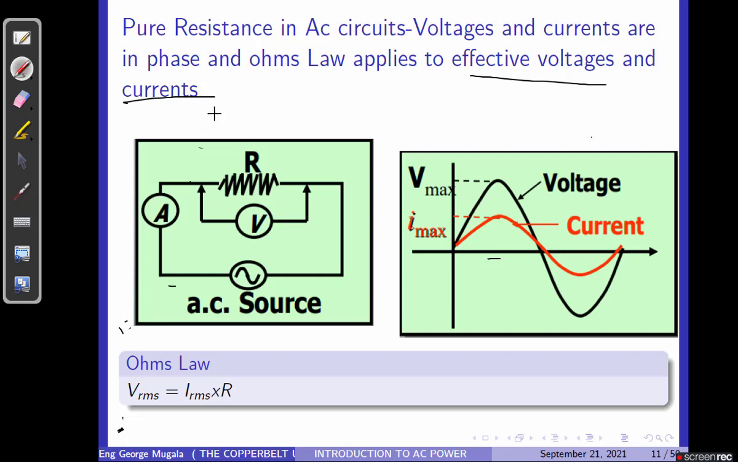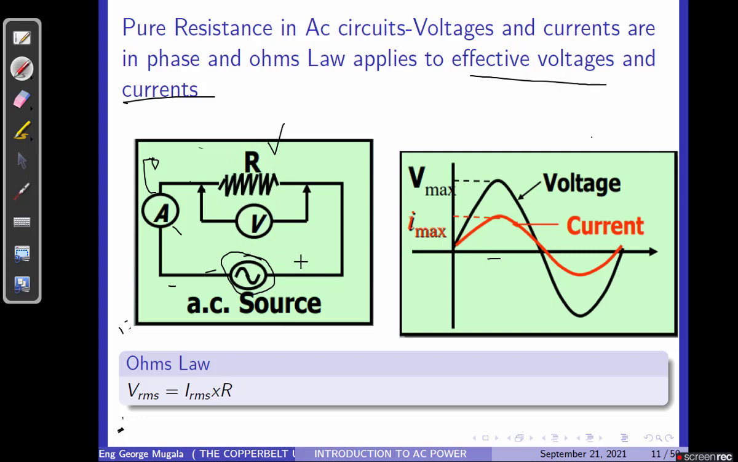Now, guys, I want to show you something here. What we are really saying is that I can have a circuit that involves a resistor, right? Now, my source is no longer DC, my source is AC. I'm putting an ammeter here in series, and the function of the ammeter is to measure current. And I'm putting a voltmeter across the resistor. The whole essence of doing this is to measure voltage across the resistor.